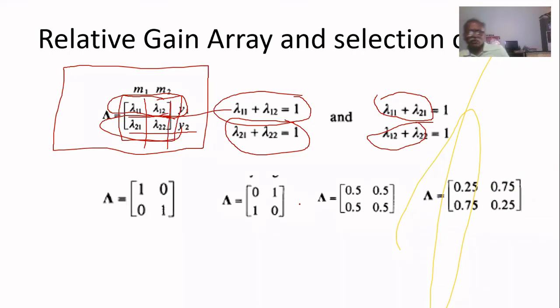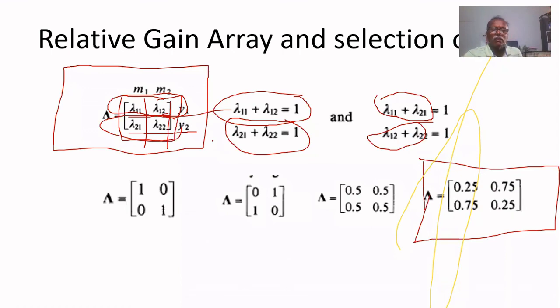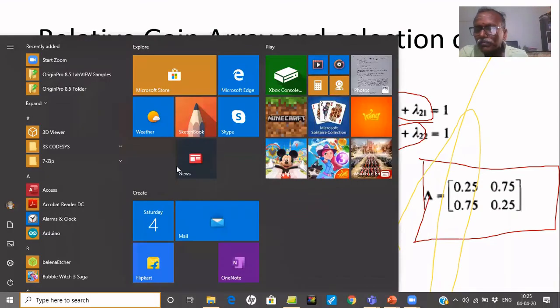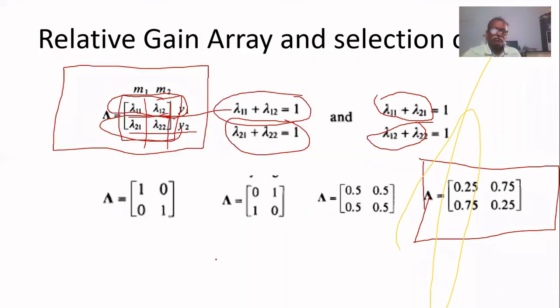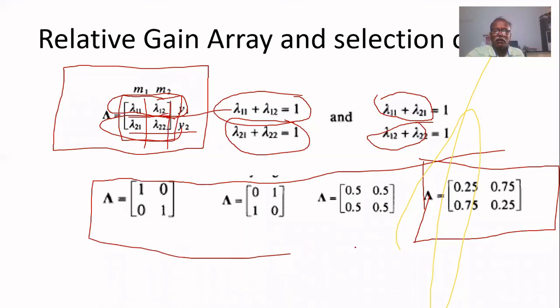Then, from this relative gain array, what can we understand? How to couple the manipulated variable and y1, that we can see here. What is the time now? Another 5 minutes. We will discuss how to couple the manipulated variable and the output.